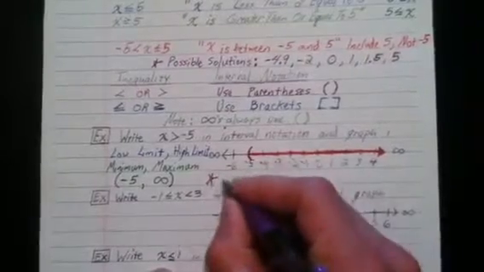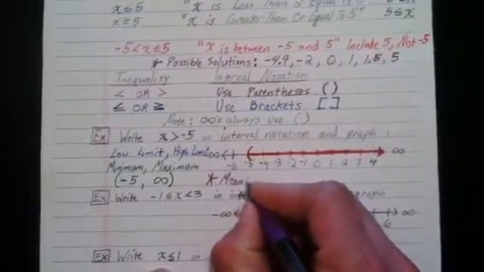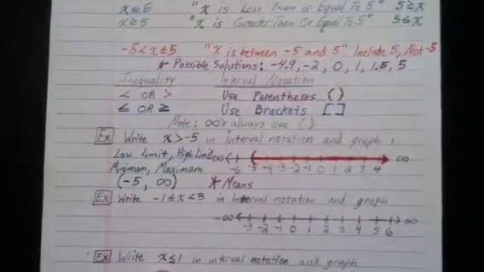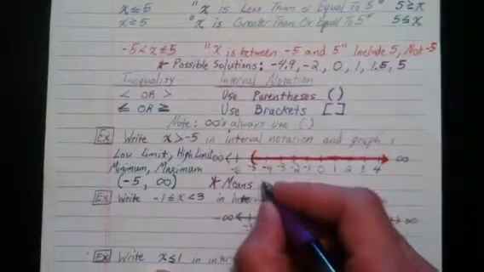And maybe one more time just to put it in words, what does this actually mean? Well, it means x can be any number more than -5, but not actually equaling -5.